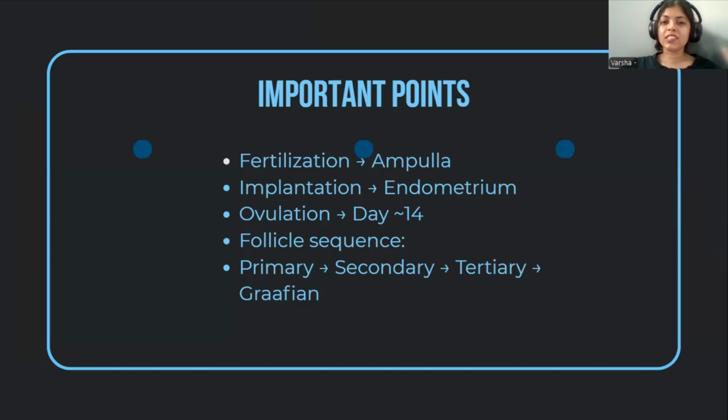Most important NEET points, very important. Fertilization occurs in the ampulla, implantation occurs in the endometrium, ovulation occurs roughly around day 14. Follicle sequence, you need to remember primary, secondary, tertiary, Graafian, and the uterus layers from outside to inside, which are perimetrium, myometrium, and endometrium. These questions are repeatedly asked in NEET.